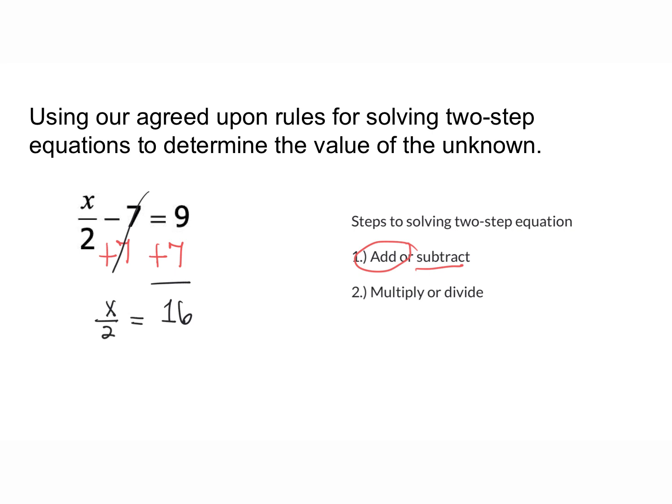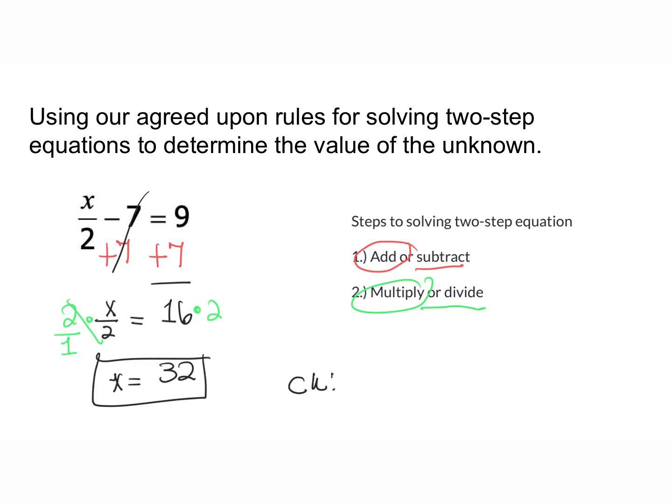So we're going to multiply or divide. We have division in the problem, so we're going to multiply. We're going to times 2 on both sides. Then we have x by itself over here equals 16 times 2 is 32. And then if we checked our answer, 32 divided by 2 minus 7 is the same as 16 minus 7, which is 9.